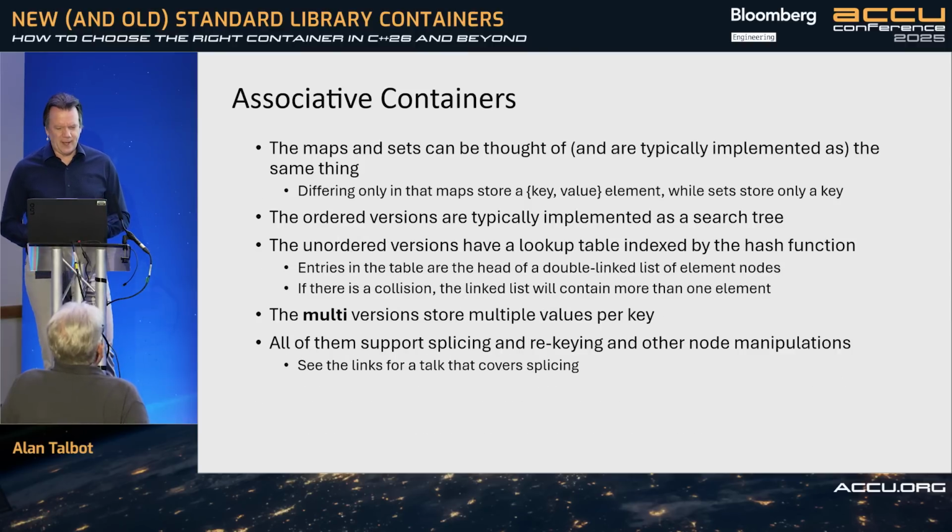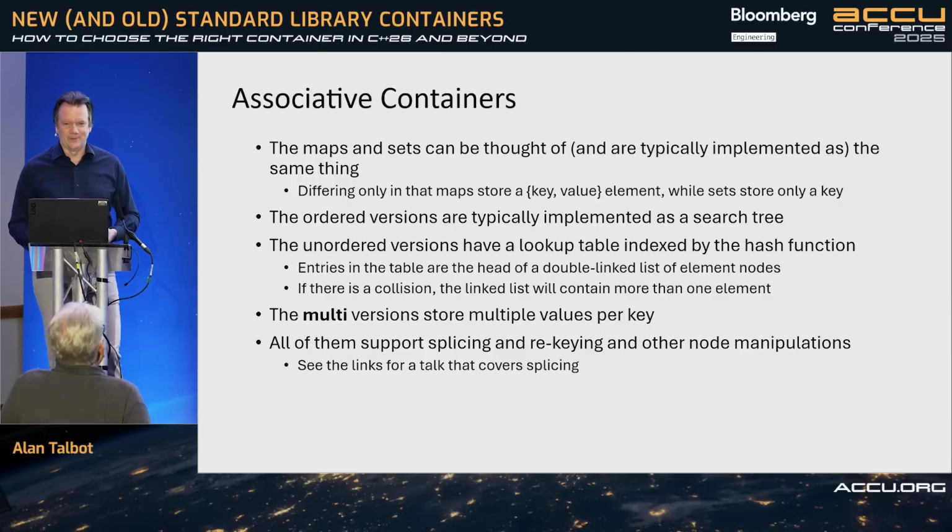Okay, and maps and sets are the same thing. If you've ever looked at it, it's the same code. Just, you know, you have a key or you have a key value pair. The ordered versions are search trees. The unordered versions are hash tables. I don't think this is really adding too much. Oh, all of them support splicing and rekeying and other node manipulations.